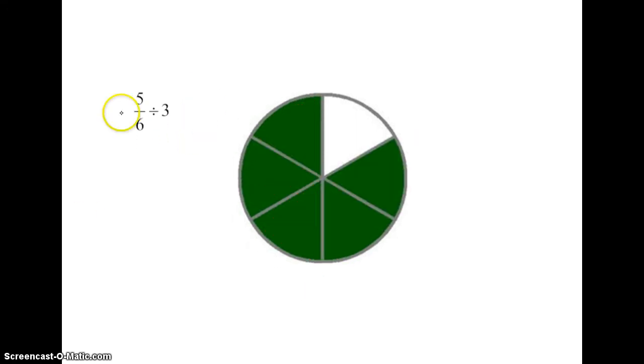One last problem, 5/6 divided by 3. So that means we're going to take each one of these sections and divide it by 3. Let's do that. So we're going to divide this by 3, we divide this by 3, this section by 3, this section by 3, and this section by 3.